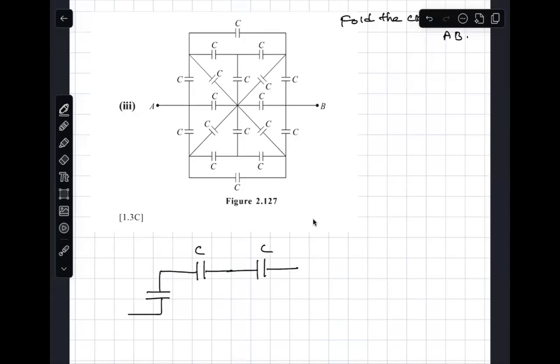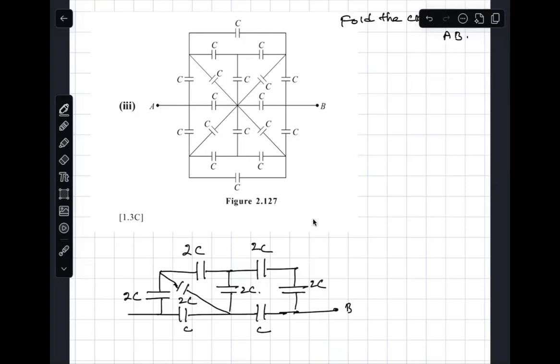2C, not C. 2C. C will come, C. 2C, B. Still anything else left pending? Two C. One more. Two C.